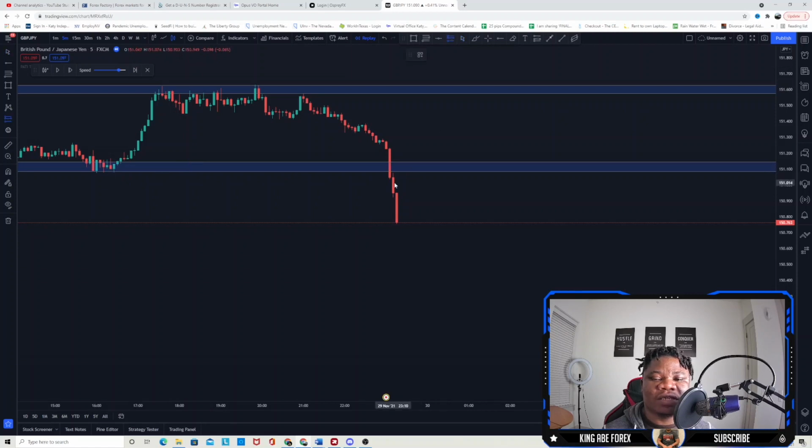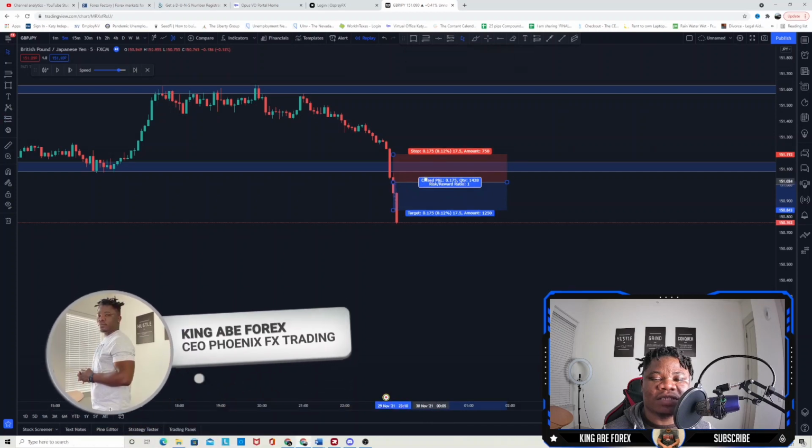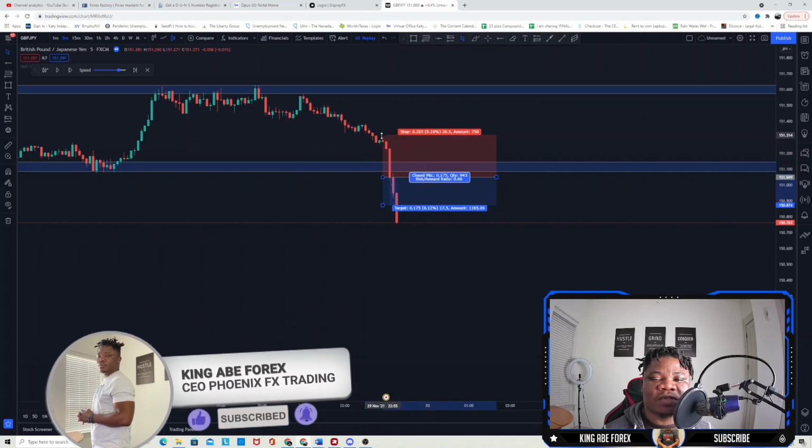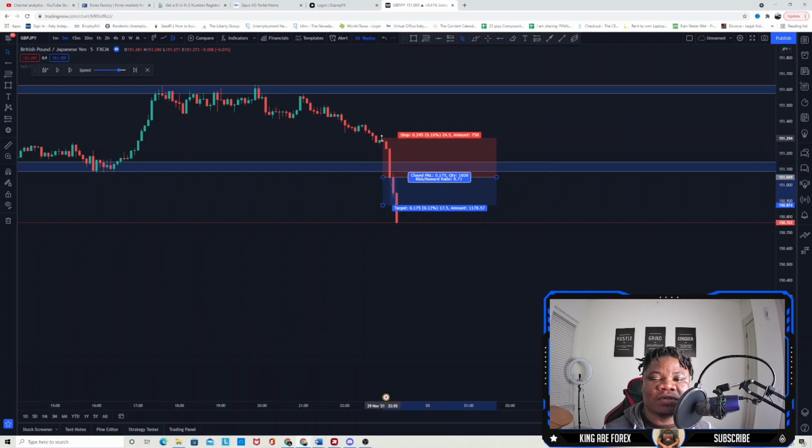we'll have our entry right here at this bearish candle, and we'll have our stop loss for 25 pips just for the sake of this video. Stop loss for 25 pips right there.